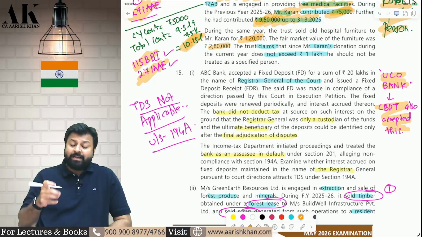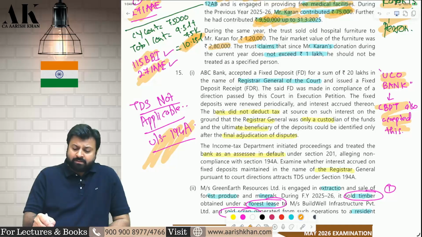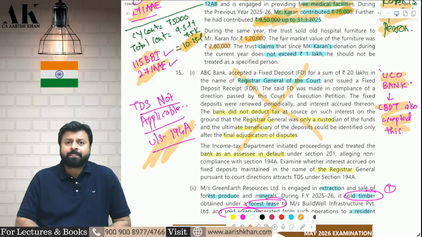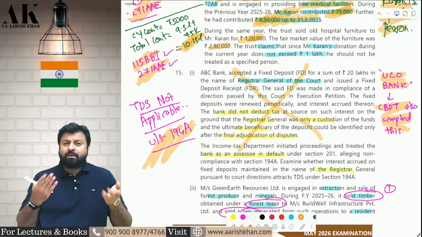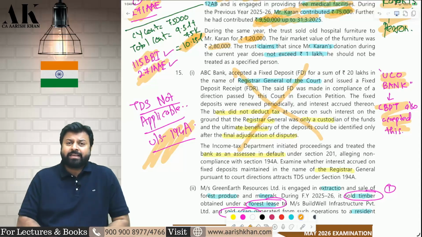Will the bank deduct TDS under 194A on the interest paid to the registrar of the court? The Delhi High Court in the case of UCO Bank has said that no. This is not our income. This is not the income of the court. We are just doing it on behalf of what? On behalf of the person who is fighting the case.